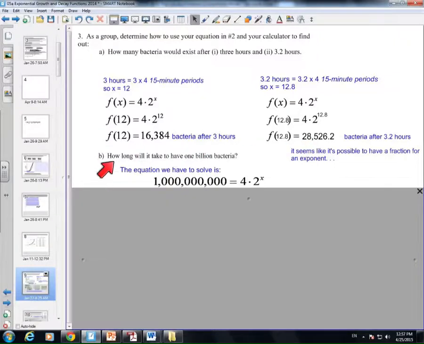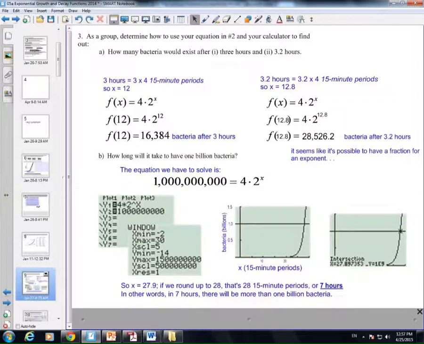Now another question is, what if we wanted to find out a certain number of bacteria? Like, how long would it take to get 1 billion bacteria, for example? I mean, I could see the growth going really fast, so how much longer after 3 hours will it take to get to 1 billion? Now the equation I'm solving is 1 billion equals 4 times 2 to the x. I can imagine dividing both sides by 4, but I don't know how to solve an equation when the variable is an exponent.